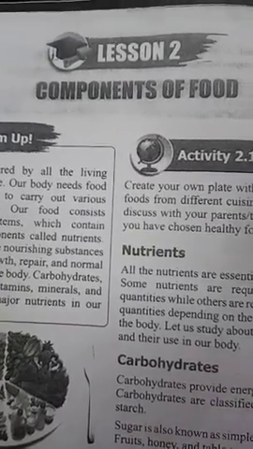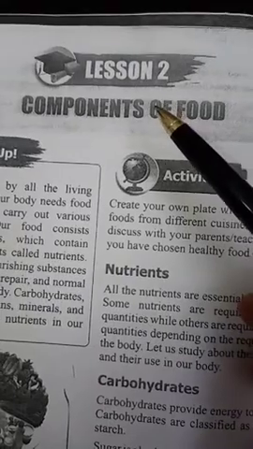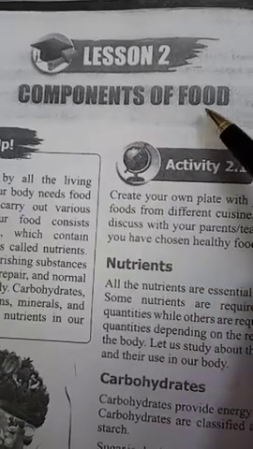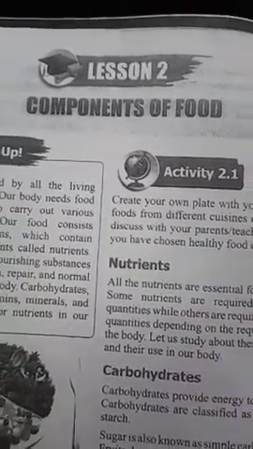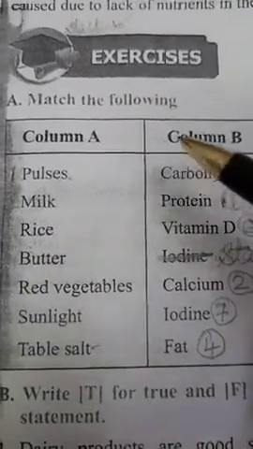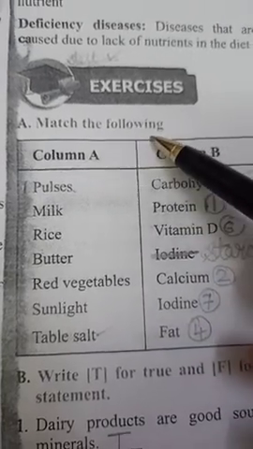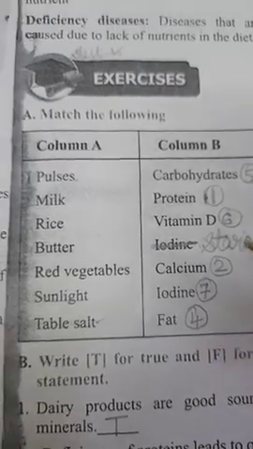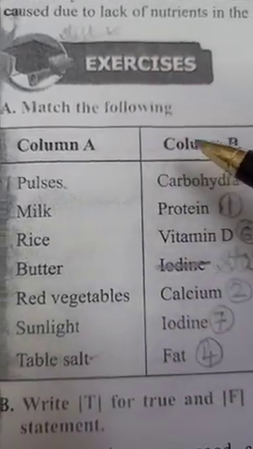So children, last class I explained to you the exercises of lesson number 2, components of food. The last exercise is left. Let's see what is there. On the last page of the main exercises, match the column is there. First they have given match the columns, and after that we will read about the true or false. So first of all, match the followings.